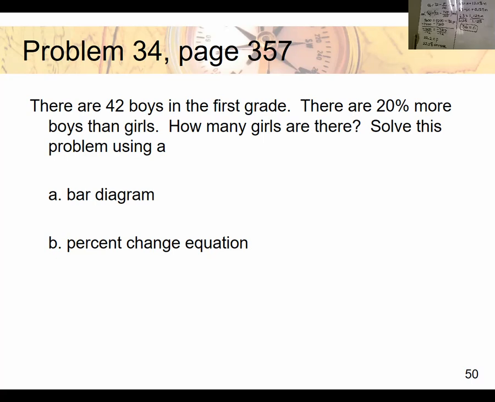All right. This is problem number 34 on page 357. There are 42 boys in the first grade. There are 20% more boys than girls. How many girls are there? So, boys would be A. Well, they want you to solve this using A, and we're looking at two ways, the bar diagram and using a percent equation.